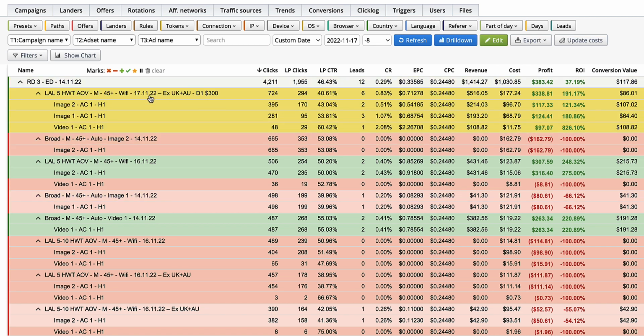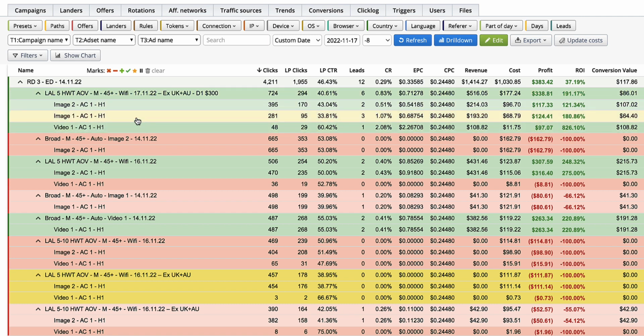So what I did was I duplicated the 5, okay? Excluding the UK and Australia. So it would have been this 5 here. Just highlighting everything. So it would have been this dupe and increase the budget to 300. So I tripled the budget. New ad set, $300 budget from start, okay?